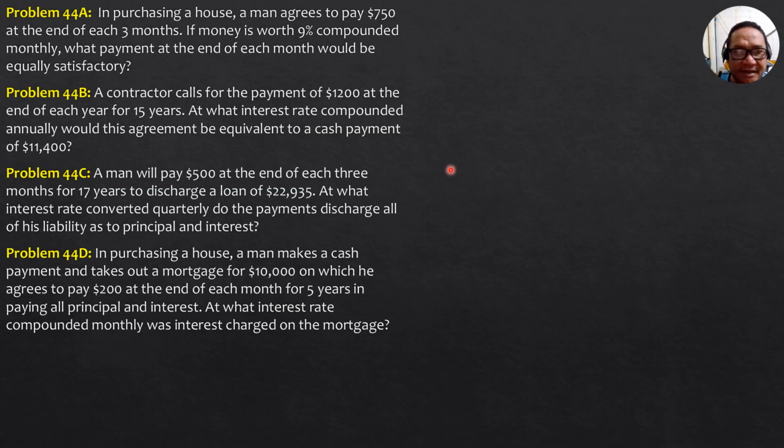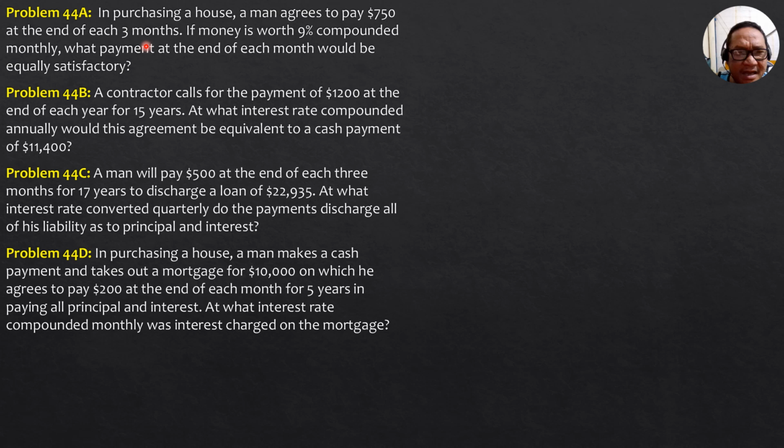So here is the first problem. In purchasing a house, a man agrees to pay $750 at the end of each 3 months. If money is worth 9% compounded monthly, what payment at the end of each month would be equally satisfactory? So we are looking for the monthly payment, and it is equivalent to paying $750 at the end of each 3 months.